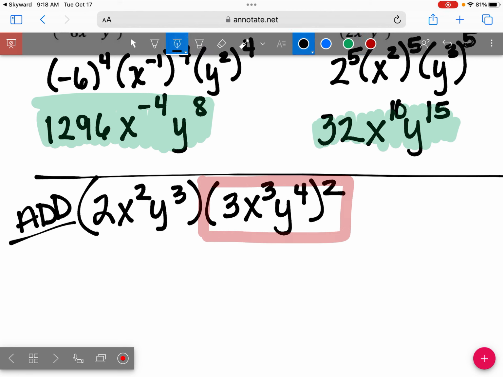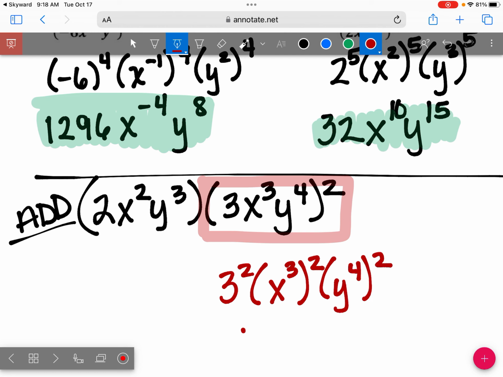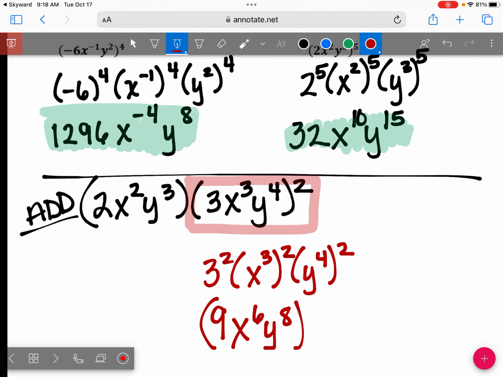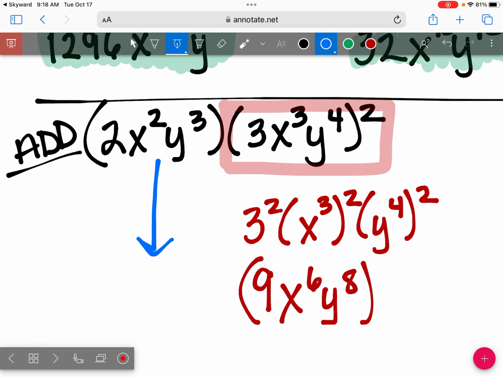So that means that I'll have 3 squared times x cubed squared times y to the 4th squared, which will be 9 times x to the 6th and y to the 8th. And then we're going to bring this parentheses down and use the law that we learned yesterday. So let's finish this out by simplifying this out.